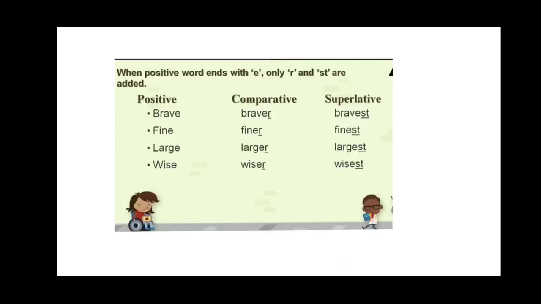See here, this is the second kind. When positive words end with E, only R or ST are added. I already told you that in comparative degree we should use ER. But if the positive word already ends with E, there is no need to add another E. So what is the comparative degree for that? Brave: you should add only R. So brave, braver, bravest. Fine, finer, finest. Large, larger, largest. Wise, wiser, wisest.